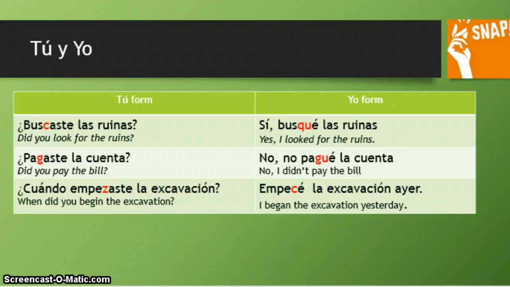And finally, empezar, once again, will be a regular AR verb in all of the other forms other than the yo form. So if I'm asking the question, ¿Cuándo empezaste la excavación? Empecé la excavación ayer.